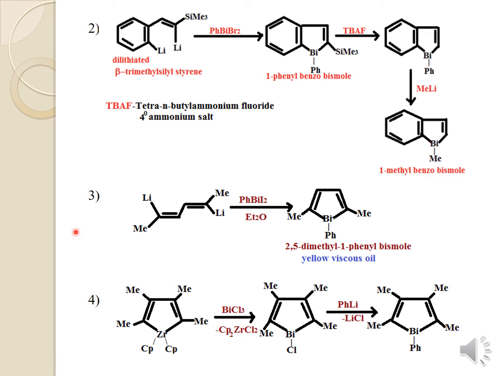Alright, then moving on to the next, the methyl and lithiated substituted butadienes. When we take the butadienes and treat them with diiodophenyl bismuth in the presence of Et2O, diethyl ether, 2,5-dimethyl-1-phenyl bismole is obtained. That will be a yellow viscous oil.